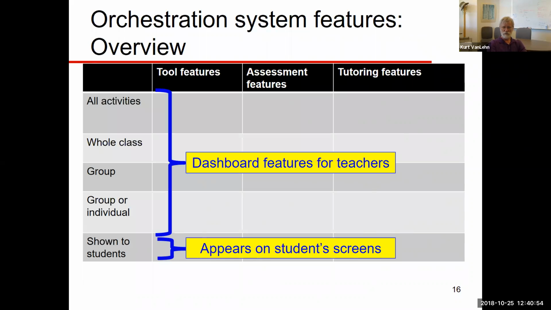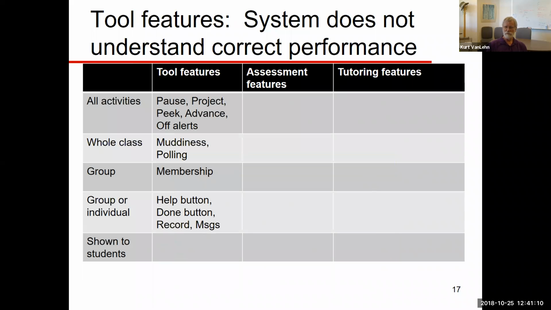Now, the first 4 rows are all what you might call dashboard features. Those are things that appear on the teacher's dashboard or buttons on the teacher's dashboard. And the last row is stuff that appears on the student's screen without input from the teacher. So let's go over some of these.